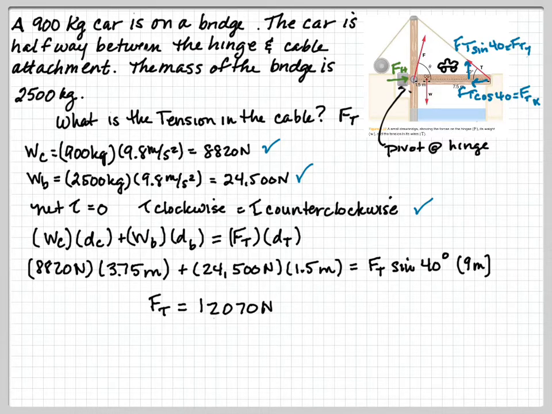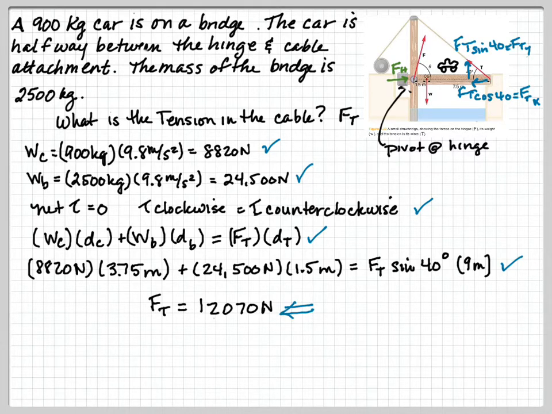So we've got the weight of the car and the distance from the car to the pivot point. And next we have the weight of the bridge and the distance of the center of gravity of the bridge to the pivot point. And that's going to be equal to the upward force of the cable and the distance to the pivot point. Plug all those numbers in and you can solve that for a force due to tension.